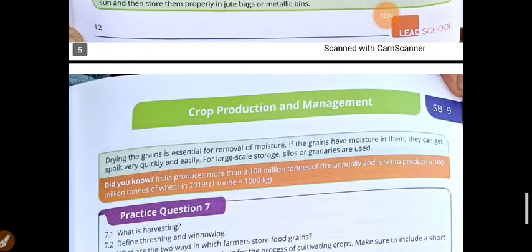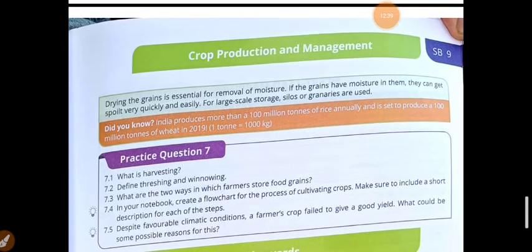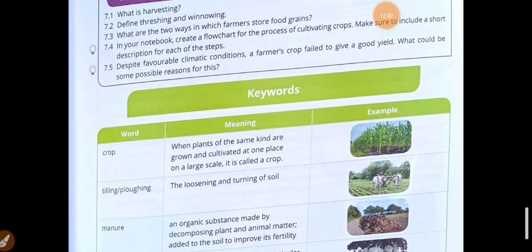So they will store them in it. Drying the grains is essential for the removal of moisture. If the grains have moisture in them, they can spoil very quickly and easily. For large scale storage, silos or granaries are used. Okay, drying before storing. If grains are wet, then they have to remove the moisture, so they have to dry. Drying is essential because if the grains have moisture, they will get rotten and spoiled very easily. So they have to be dried before storing.